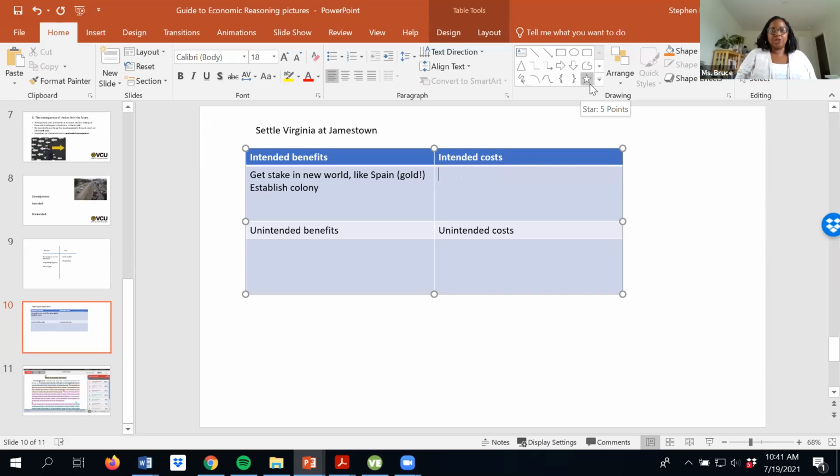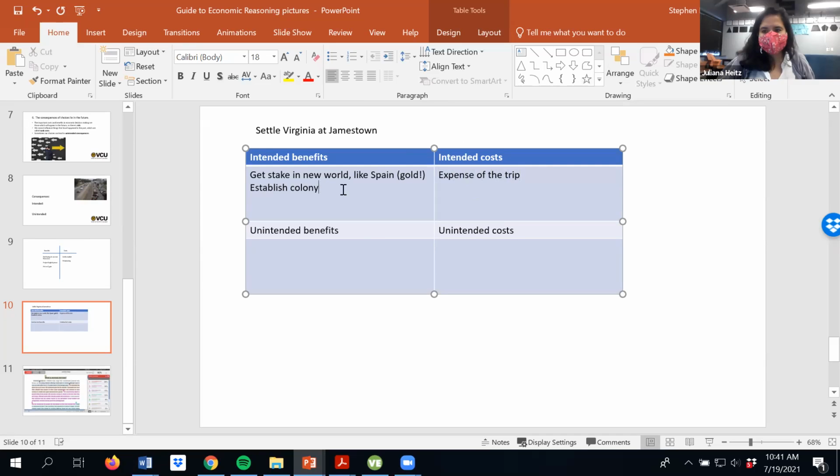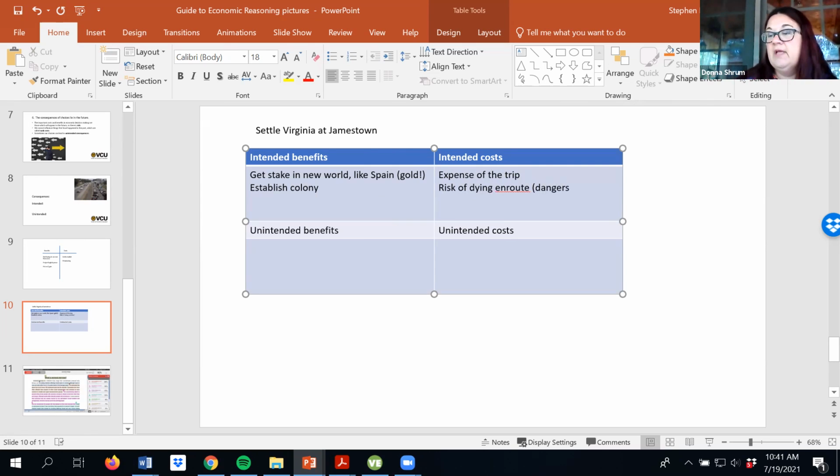The expense of funding the trip. Yeah. Risk of people dying on the way to the New World. Yeah, expected mortality, because I think an unintended cost would be the really high mortality from different things that people knew about. Okay.